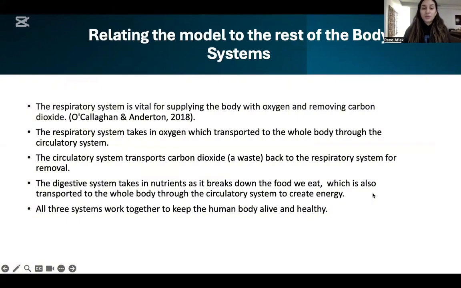Relating the model to the rest of the body systems, the respiratory system is vital for supplying the body with oxygen and removing carbon dioxide. The respiratory system takes in oxygen, which is transported to the whole body through the circulatory system. The circulatory system transports carbon dioxide, known as waste, back to the respiratory system for removal. The digestive system takes in nutrients as it breaks down the food we eat, which is also transported to the whole body through the circulatory system to create energy. All 3 systems work together to keep the human body alive and healthy.